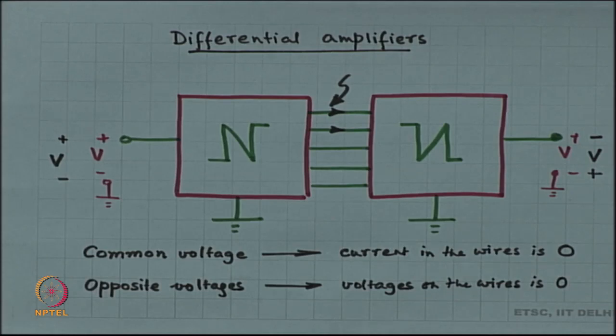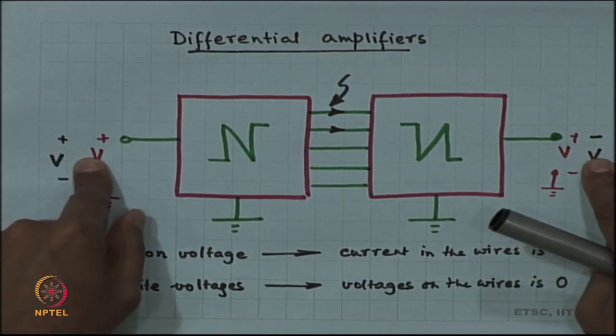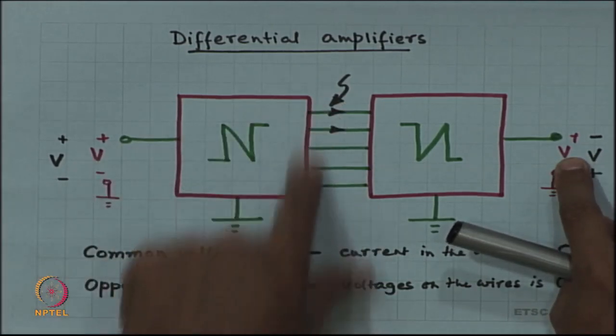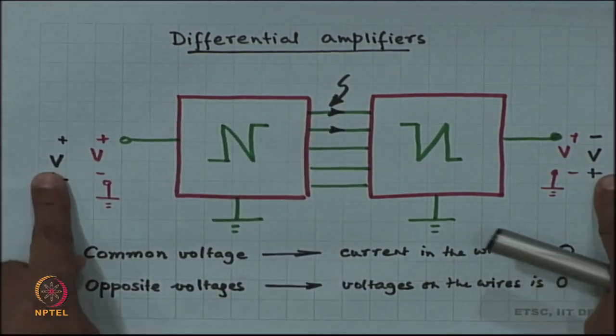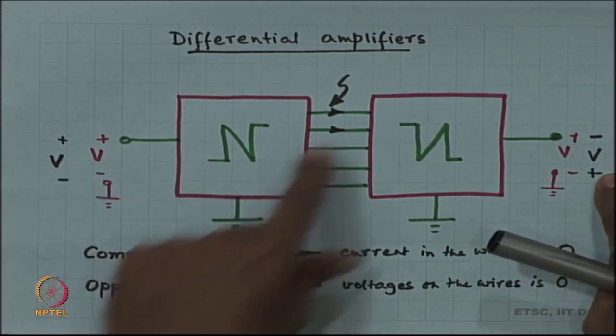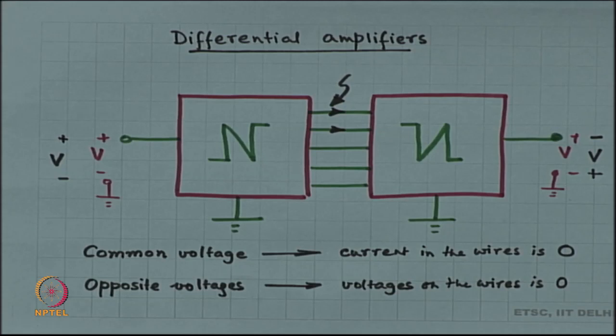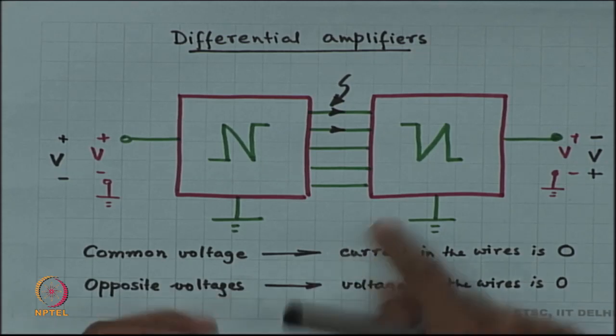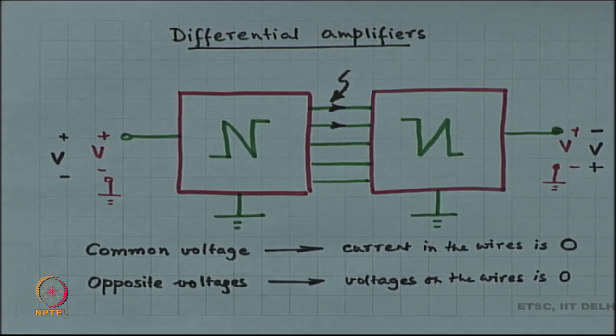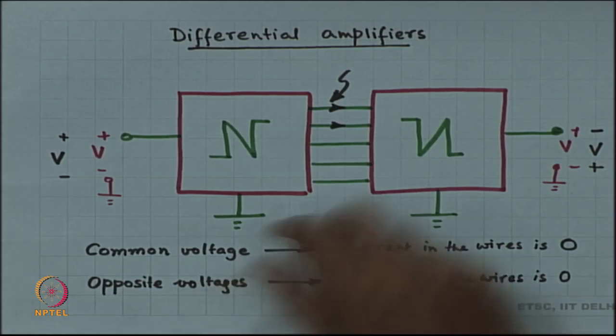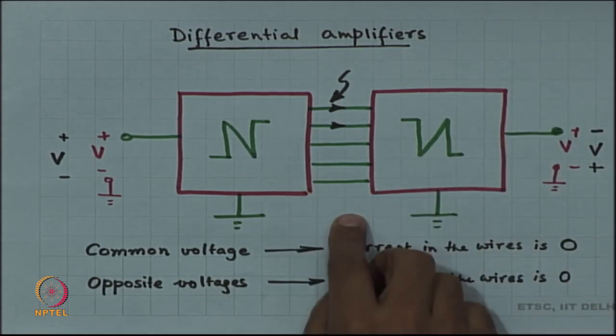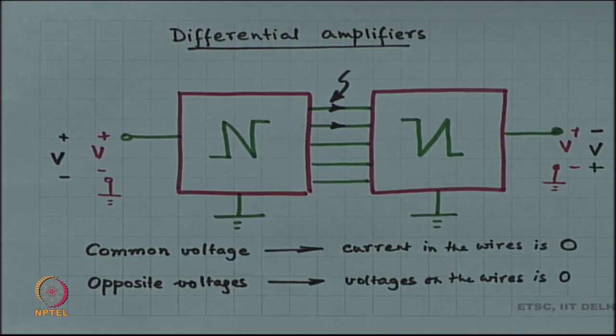All right. So, if I have equal voltages on two sides, common voltages, then the current in the wires is 0. If I have opposite voltages on the two sides, then the voltages on the wires is 0, which means that I can short the wires to ground. I am allowed to short them to ground because they are already 0. So, I can start calling them ground. Okay. So, in one case it is okay for me to open the wires, in the other case it is okay for me to short the wires to ground. All right. So, this is my theorem.